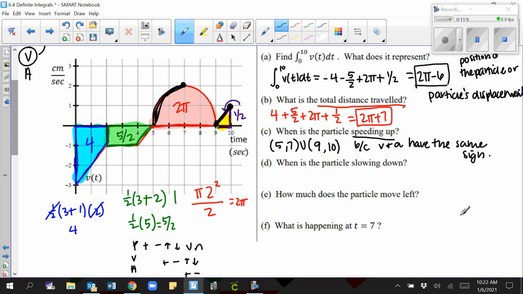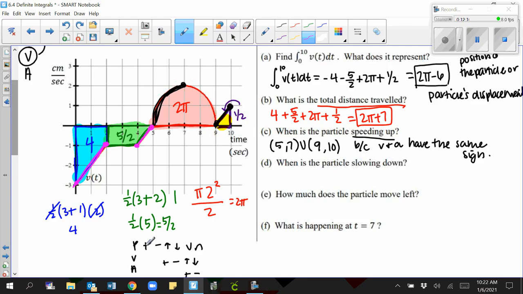Then I also want to figure out where it is slowing down. So it's going to be slowing down where they have opposite signs. So if it's negative here, it's going to be slowing down where it's increasing. So that's going to be from 0 up here to 2. Then it's not increasing there, but then it's also increasing from 4 to 5.